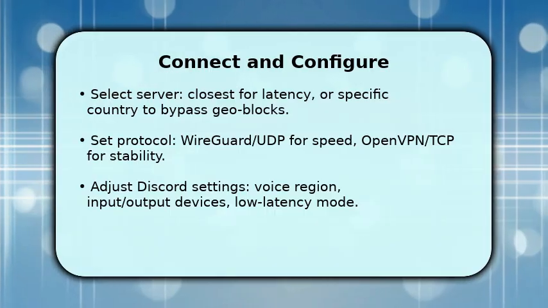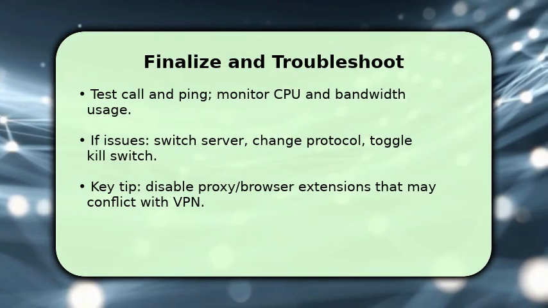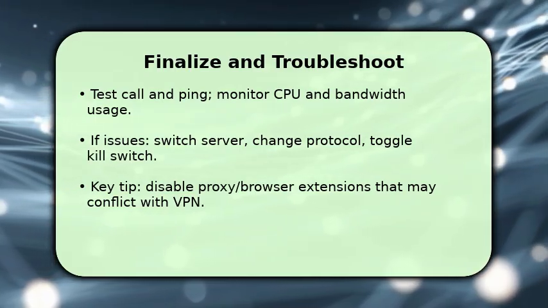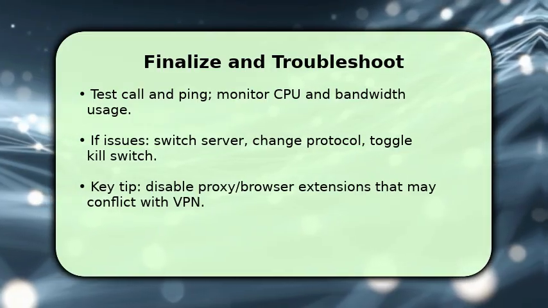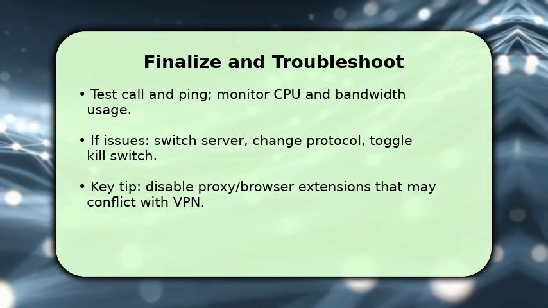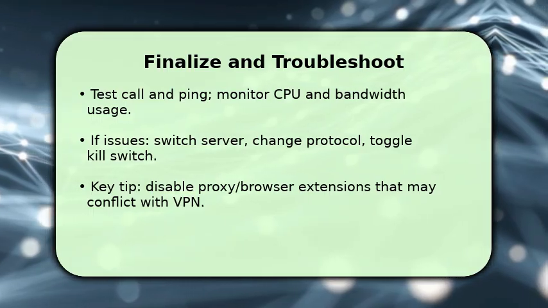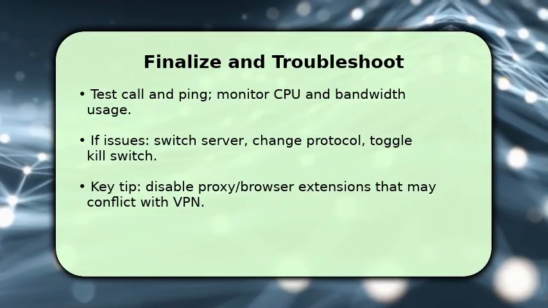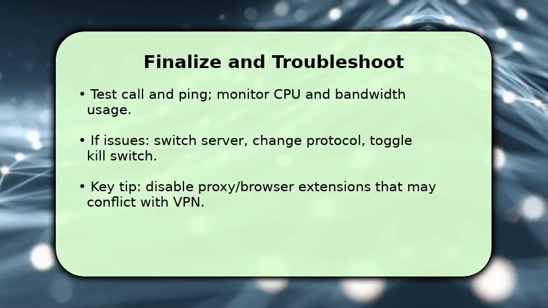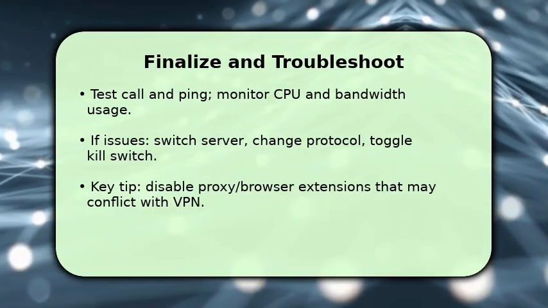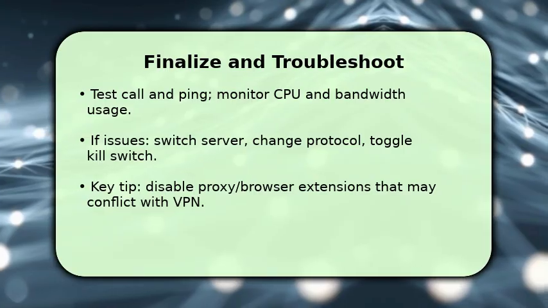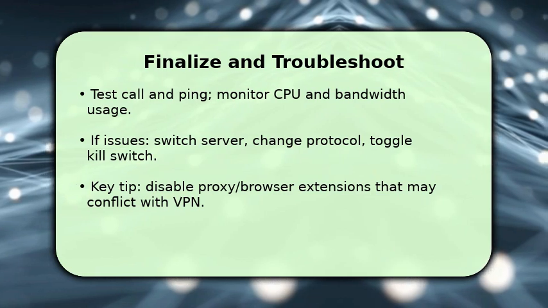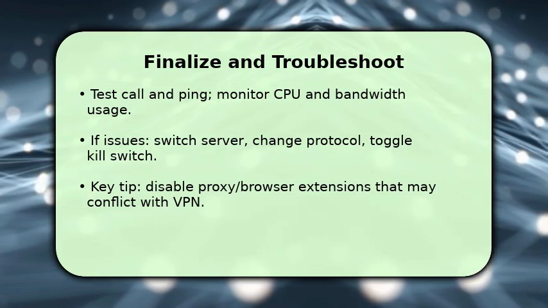To finish, run a test voice call and check ping and audio quality. Watch CPU and bandwidth because VPNs add overhead. If you encounter high latency or dropped calls, switch to a different server, try another protocol, or temporarily disable the kill switch to diagnose connectivity, then re-enable it. Make sure no proxy or conflicting browser extensions are active because they can break routing. If problems persist, restart the VPN and Discord and reconnect. This resolves most state or DNS issues quickly.